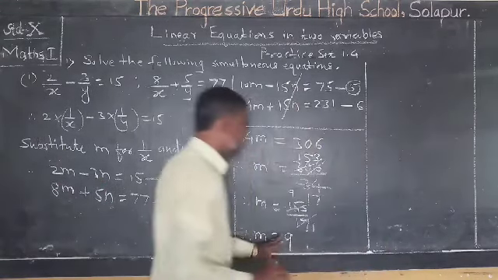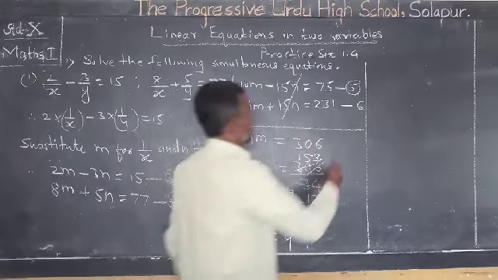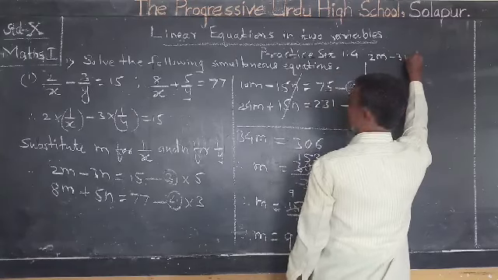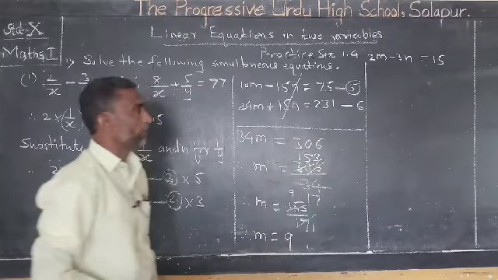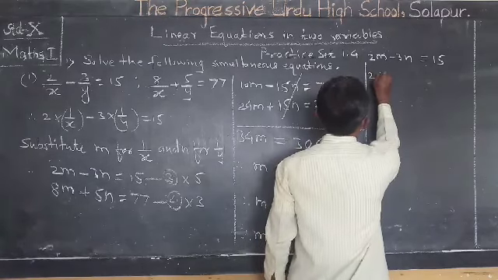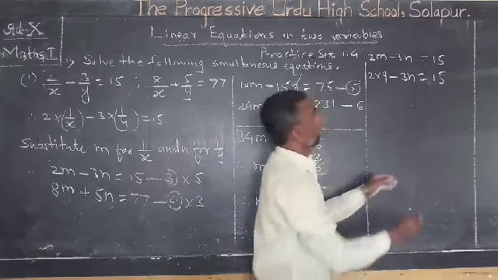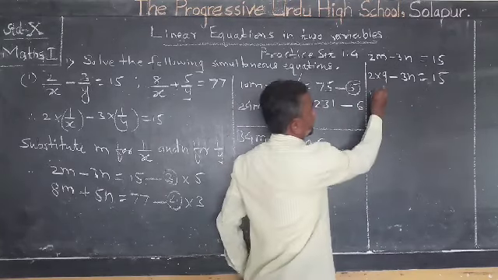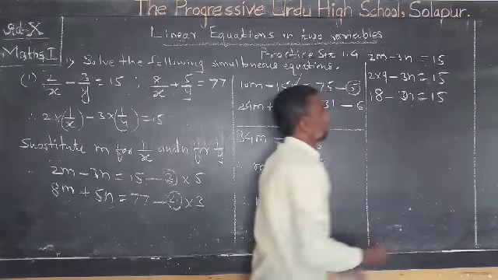Putting the value of m is equal to 9 in equation number 3. First write it, 2m minus 3n is equal to 15. Now, we are putting the value of m in this equation, which is m is equal to 9. 2 into 9 minus 3 into n is equal to 15. Now, 2 nines are 18 minus 3n is equal to 15.